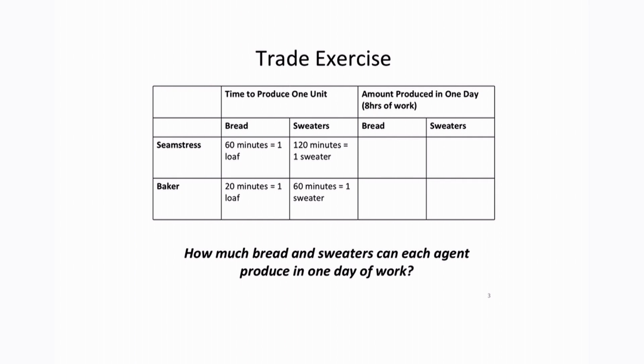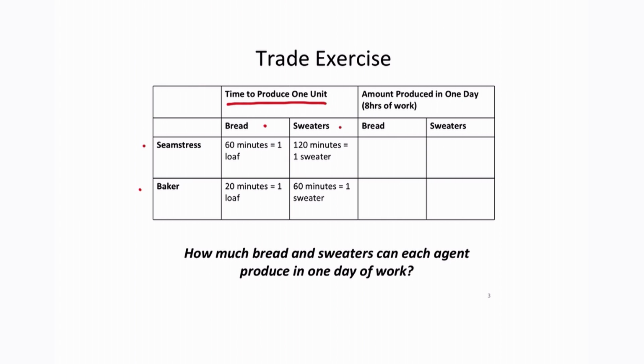So in this example, we're going to have two economic agents. We're going to have a seamstress and a baker, and they're going to produce two goods, bread and sweaters. Here we can see the time that it takes to produce one unit. So we see for the seamstress, she takes 60 minutes to produce one loaf of bread, and it takes her 120 minutes to produce one sweater. For the baker, it takes him 20 minutes to produce one loaf of bread and 60 minutes to produce one sweater.